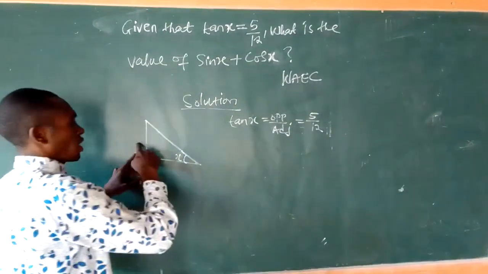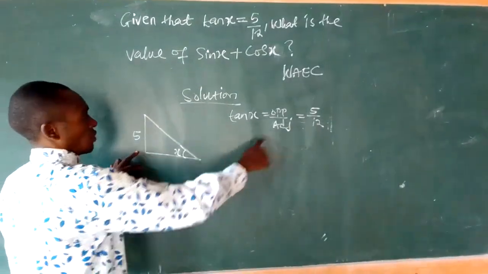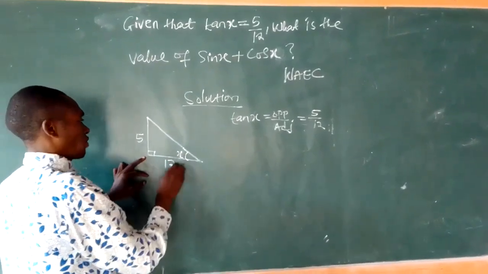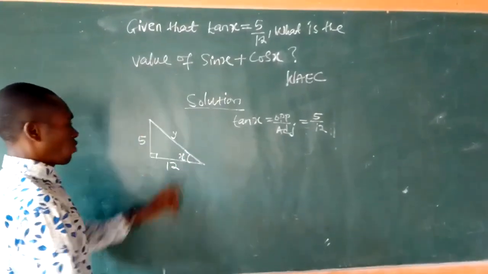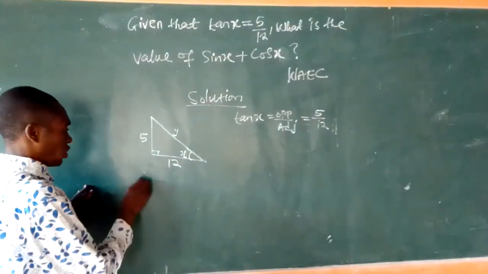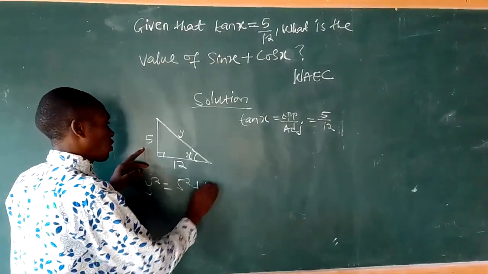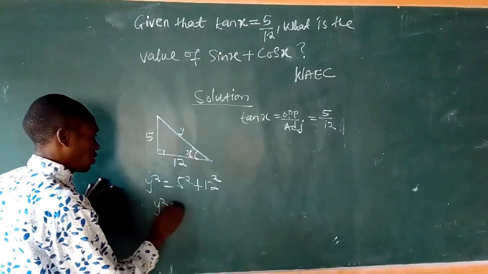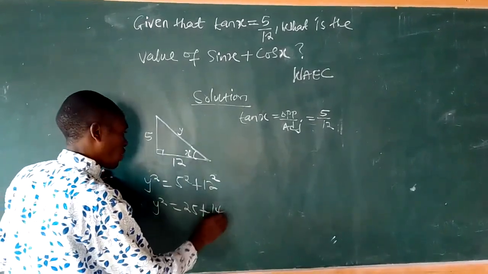Opposite is where the angle is facing, which is given as 5. And then we have 12, which is adjacent. Now, the next thing is to get this value. Let's call it y. The value of y we must get first. So we apply Pythagoras rule, which is y squared equals 5 squared plus 12 squared. So y squared equals 5 squared, which is 25, plus 12 squared, which is 144.